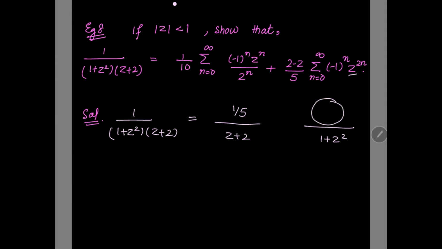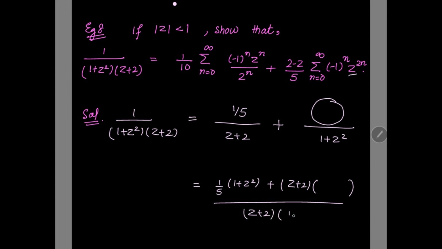You have to think about the term so that on taking your LCM, your numerator on simplifying comes out to be 1. You have to take that term. That means if you take the LCM, that is 1 by 5 into 1 plus z square plus this term into z plus 2, over z plus 2 into 1 plus z square.